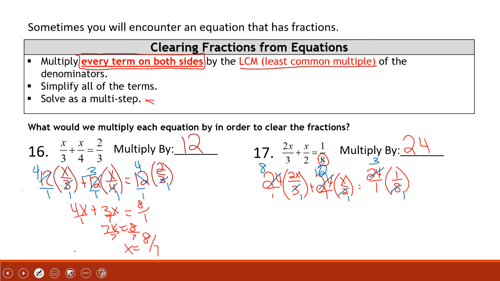Switch to purple to finish this one up. So 8 times 2x is 16x. 12 times x is 12x. Oh my God, these 2's are going to kill me all semester.